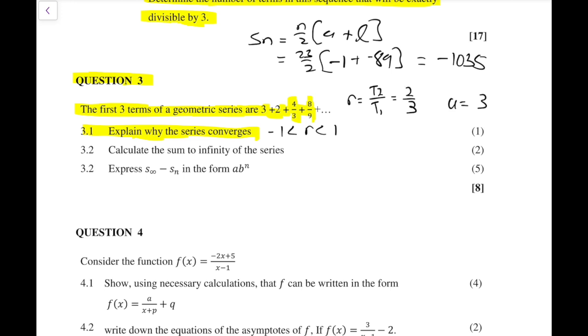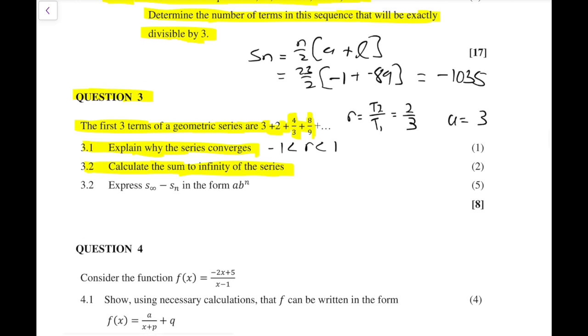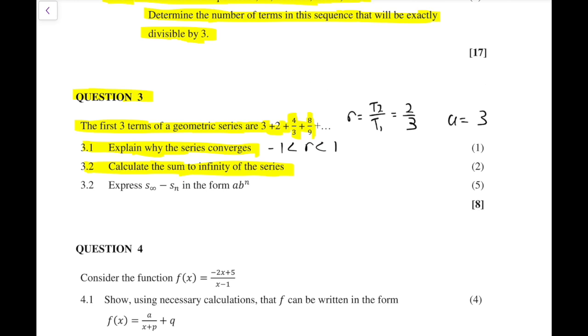Calculate the sum to infinity of the series. Wow, they are making that quite easy. I'm hoping there's a good question after this. I'm seeing there's 5 marks, so I'm hoping there's a decent one for 3.3 and not 3.2 again.